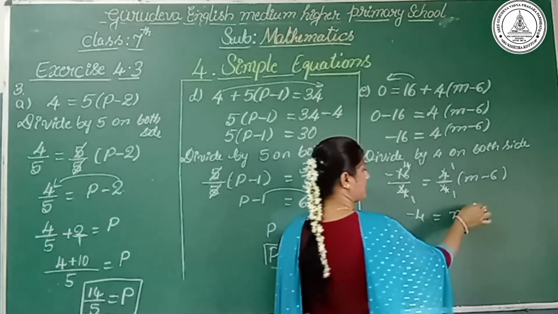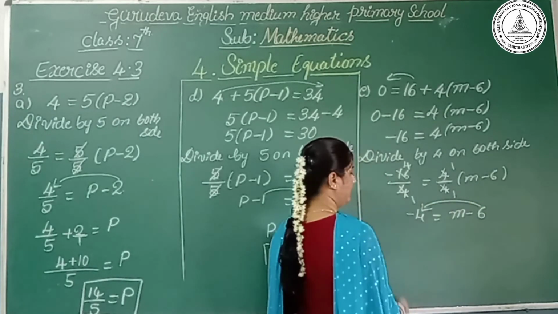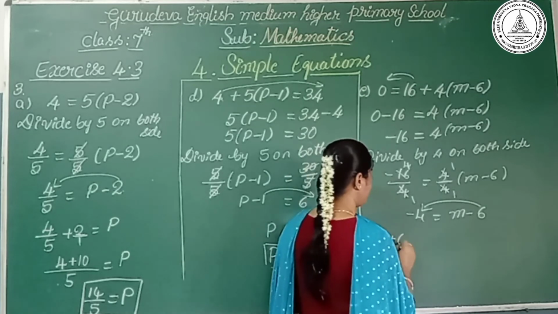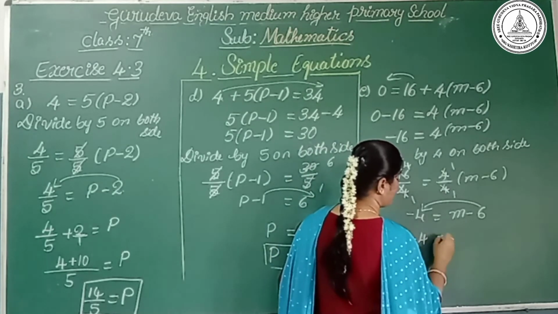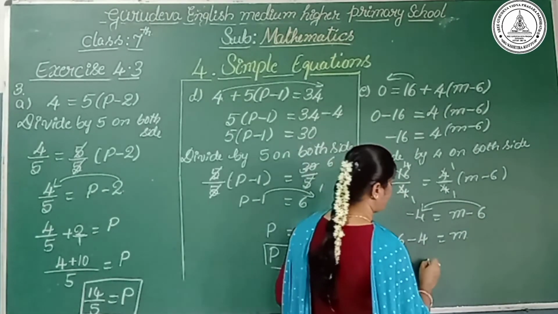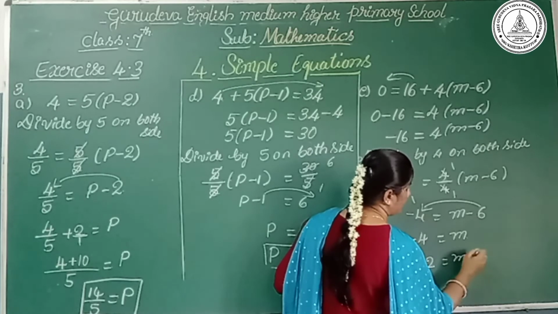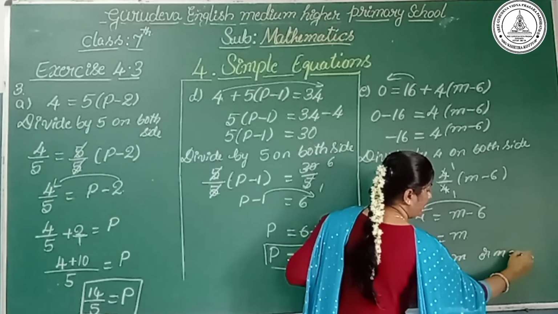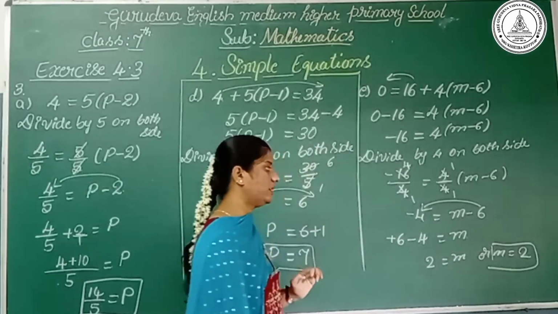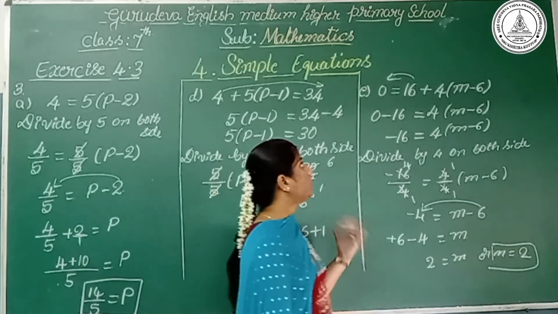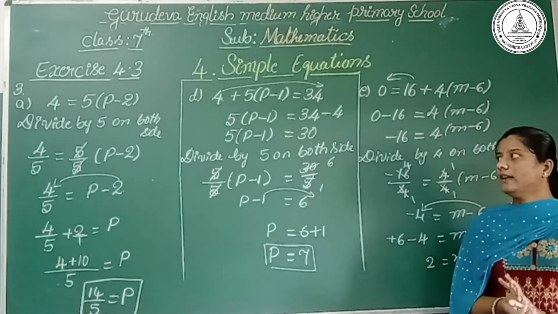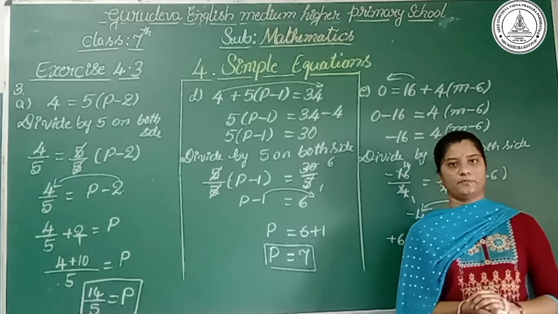Okay. So now you transpose minus 6 to the left hand side. Then you will get minus 6 becomes plus 6 after transposing, minus 4, which is equal to m. Simplify here: 6 minus 4 is 2, which is equal to m, or m is equal to 2 is the solution for the given equation. Okay. So in the same way you have to do the rest of the two equations. Then let's move on to the fourth question.